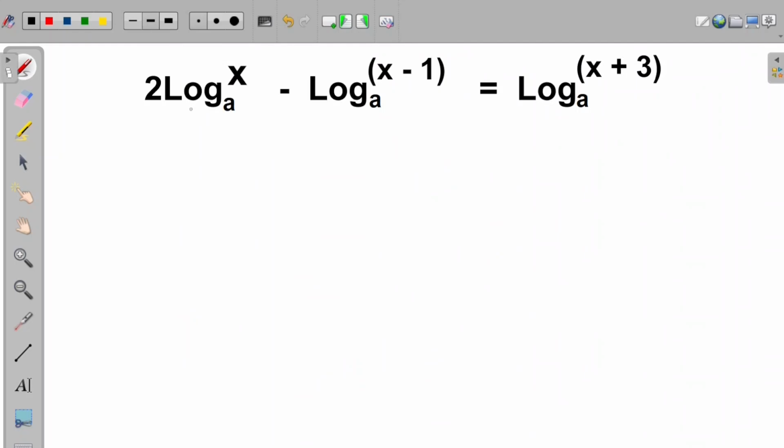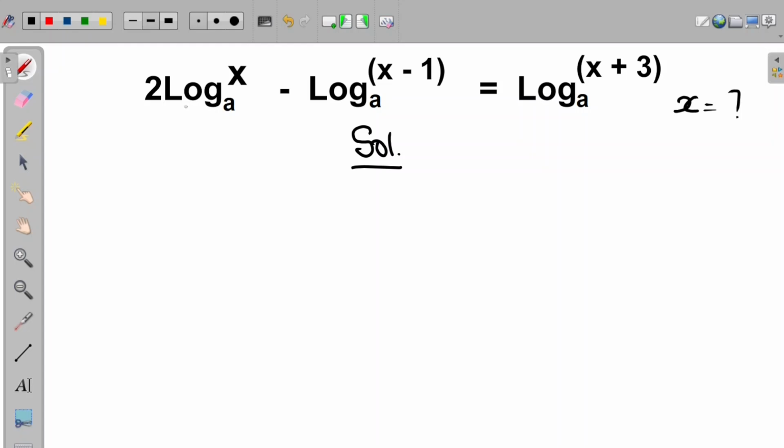Now we are given a question that says 2 multiplied by log x to base a minus log x minus 1 to base a equal to log of x plus 3 to base a, and we are asked to obtain the value of x. So at this point, let's put down our solution.